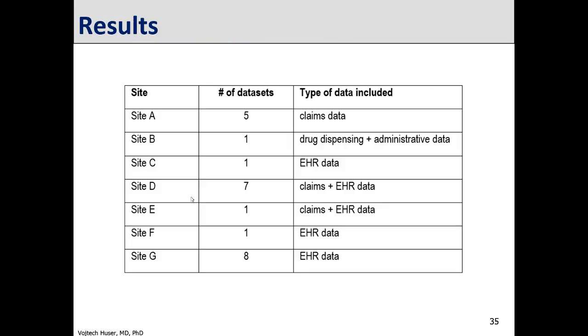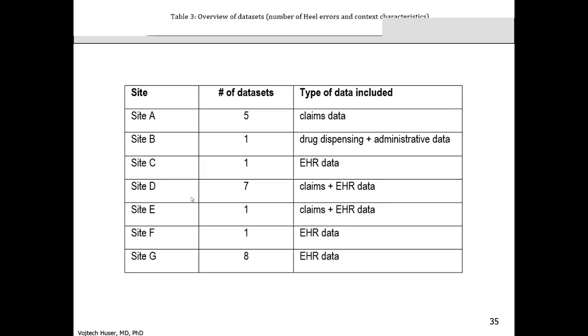So this was the end of that short introduction to what Achilles Heel does. In the study of 24 data sets, this was the overview of the 7 sites we used and the type of data they had. And we tried to mask which site is which, and mask the results, so people don't have to be worried that their data quality issues would be too exposed.